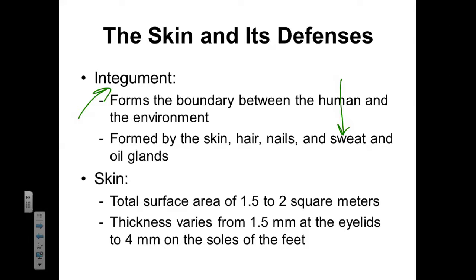Our skin's a big organ. It's the largest organ in the body. It comprises 1.5 to 2 square meters of total surface area, depending on the size of the person. Obviously, bigger people have more surface area than smaller people. And our skin can vary greatly in thickness. It can be quite thin, 1.5 millimeters at the eyelids, to greater than 4 millimeters on the soles of our feet. Particularly if we're looking at a corn or a callus, it can be up to 0.5 centimeter to 1 centimeter thick.